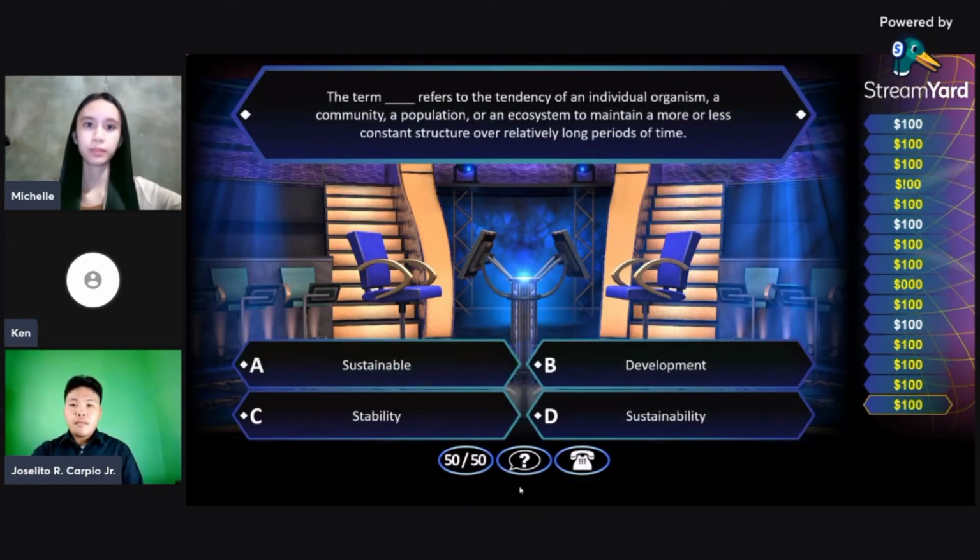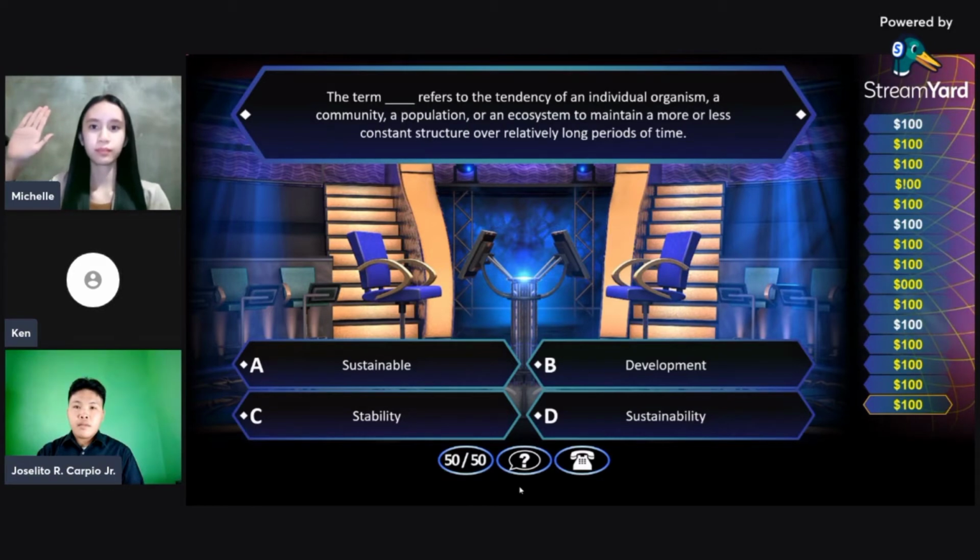The term blank refers to the tendency of an individual organism, a community, a population, or an ecosystem to maintain a more or less constant structure over relatively long periods of time. A. Sustainable. B. Development. C. Stability. Or D. Sustainability.